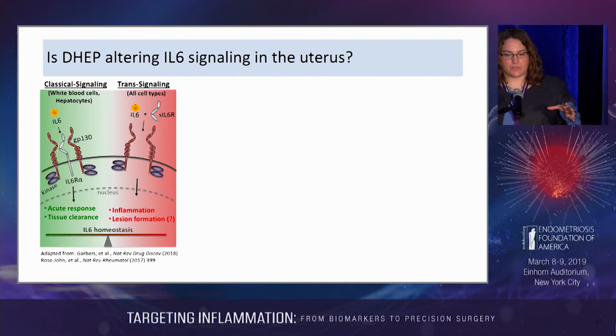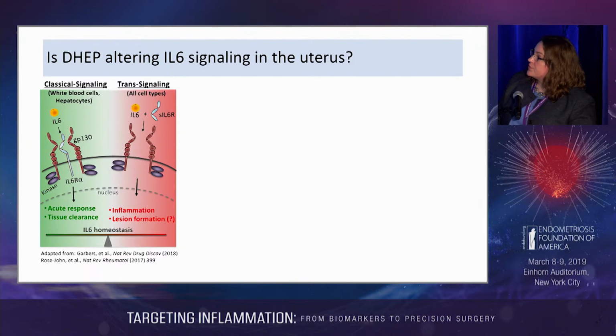The next question we wanted to dig deeper into was, how is DEHP affecting the IL-6 signaling? IL-6 signaling is very complex. It's both pro- and anti-inflammatory, and it signals through classical signaling, which is in white blood cells and hepatocytes. What's different about these cell types is they actually have the IL-6 receptor that is membrane bound, whereas trans signaling happens in all cells because all cells have GP130.